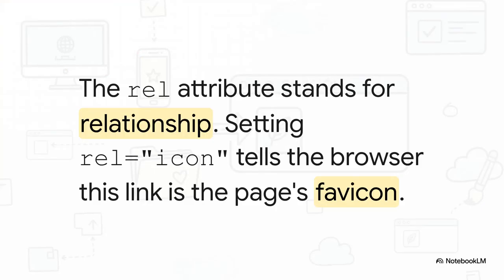First up is the rel attribute, which is just short for relationship. By setting rel equals icon, we're basically telling the browser, hey, this thing I'm linking to, it's the icon for this page. This is the key that tells the browser exactly what to do with our image.